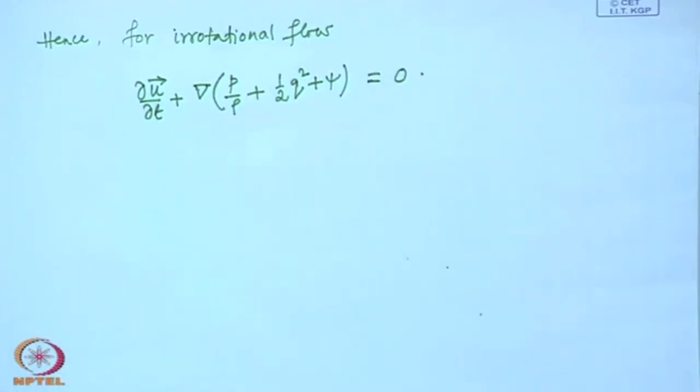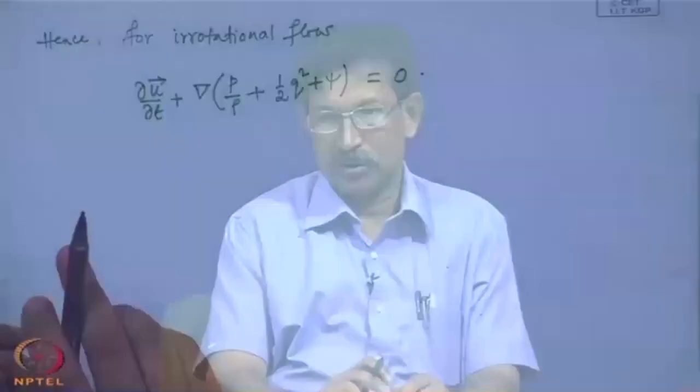Anyway, even if the flow is not steady, for an irrotational flow we know that the velocity field can be expressed as the gradient of a potential.